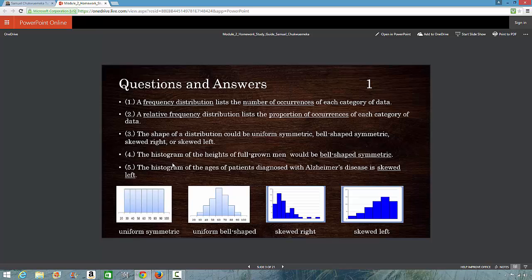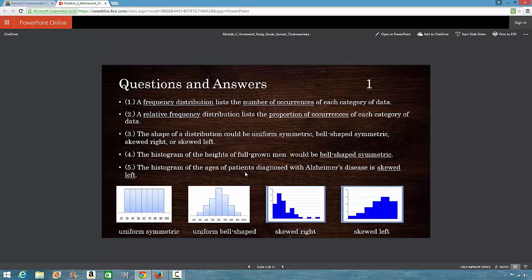If we look at examples, the heights of full-grown men, some of them are short, some are middle, average height, some are tall, 6 feet, 7 feet, right? Basketball players are within this height. And that is kind of a bell-shaped symmetric.